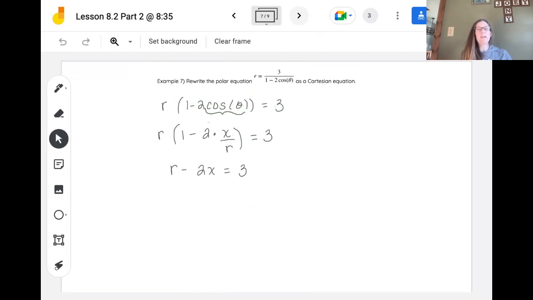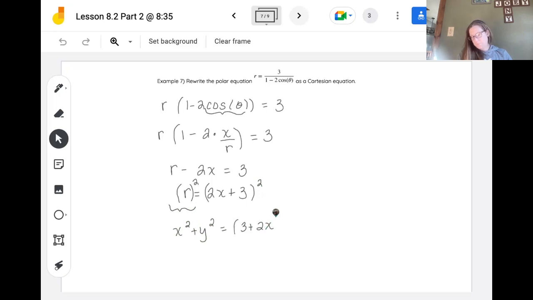But before I do that, I don't want to have to distribute anything. I'm going to bring that 2x to the other side. So I just have r is equal to 2x plus 3. So it's starting to look more Cartesian with each step. And if I square both sides, I now have r squared. And I know that I can replace r squared with x squared plus y squared. And now we've just turned everything into Cartesian.